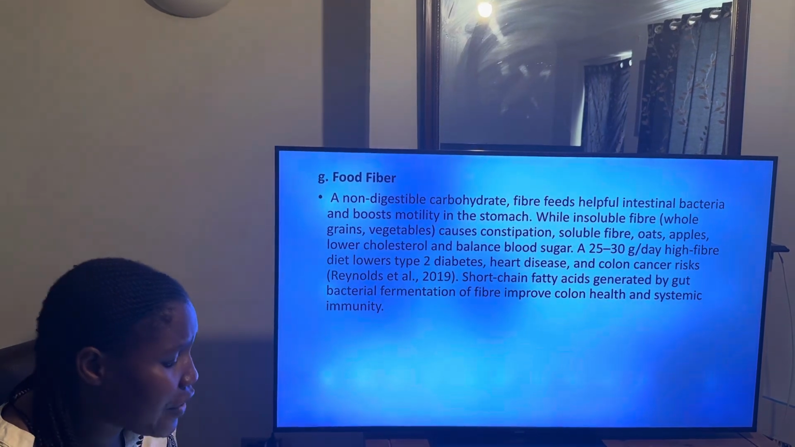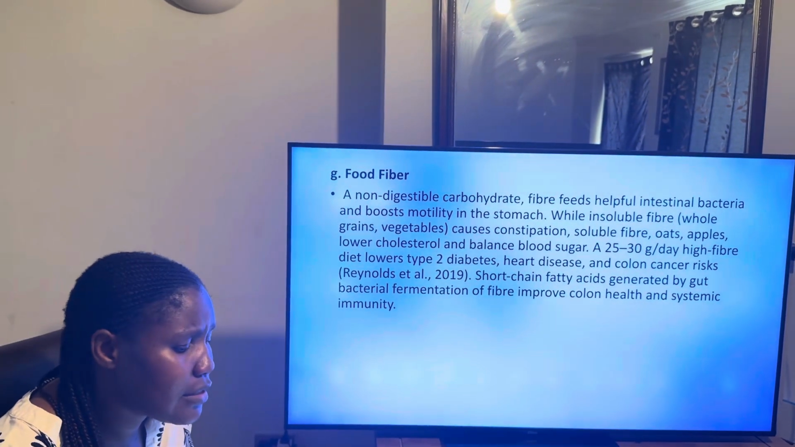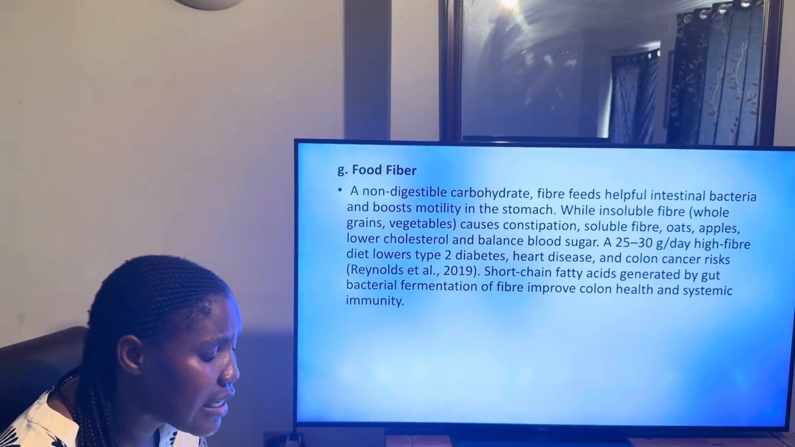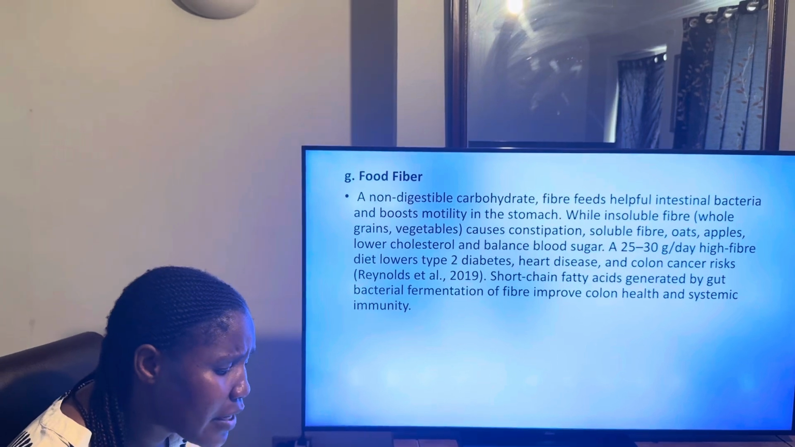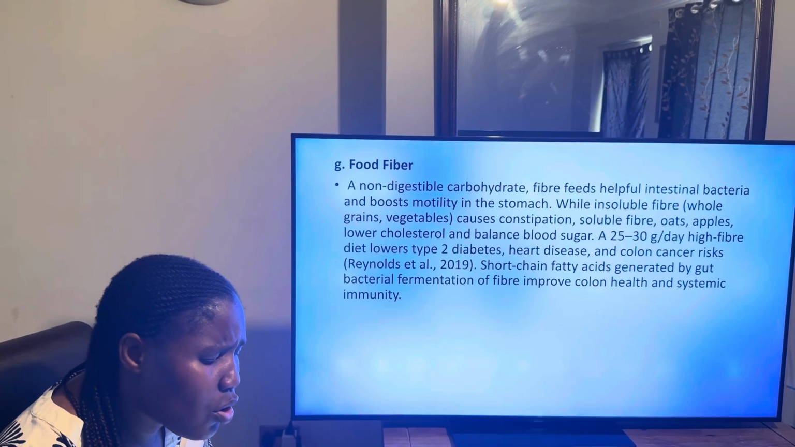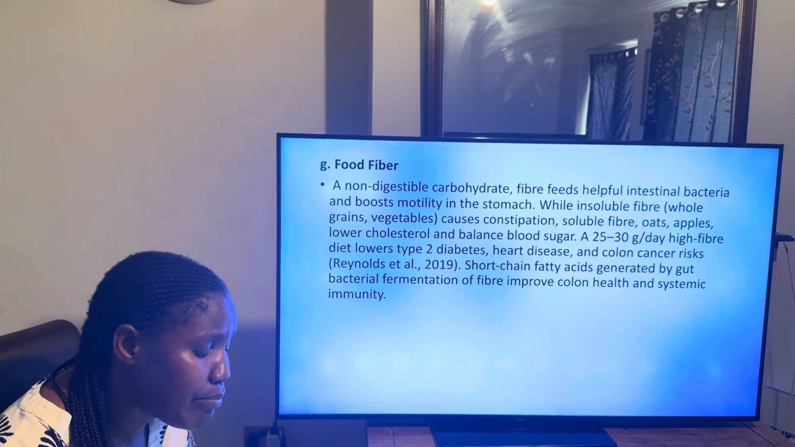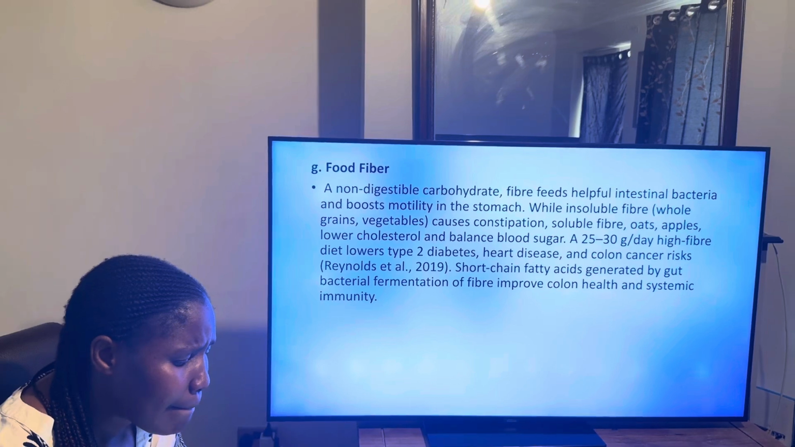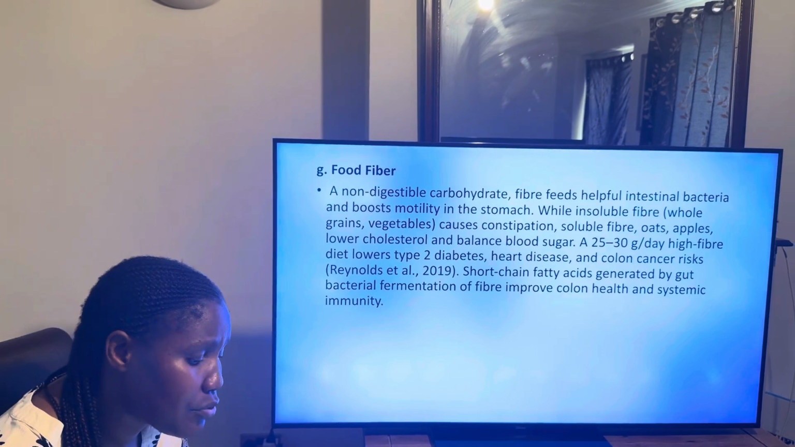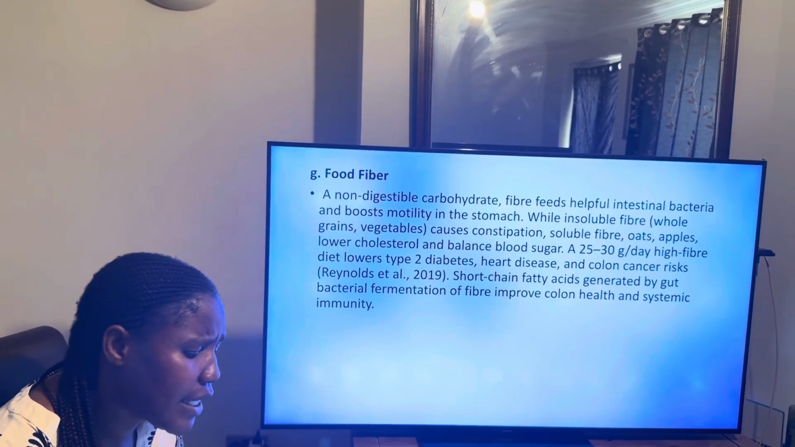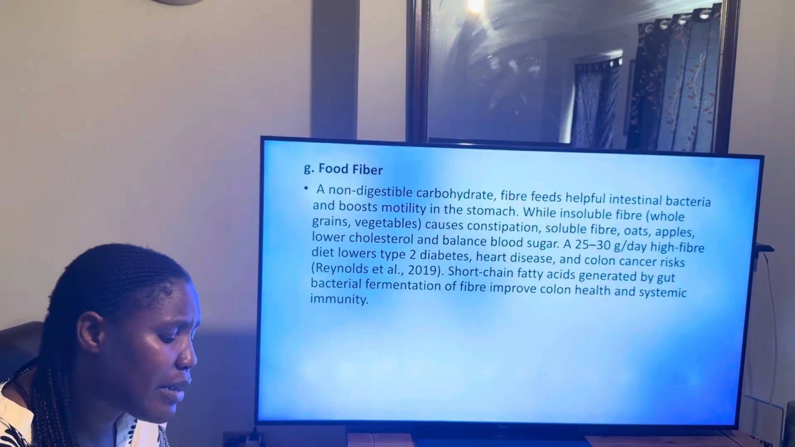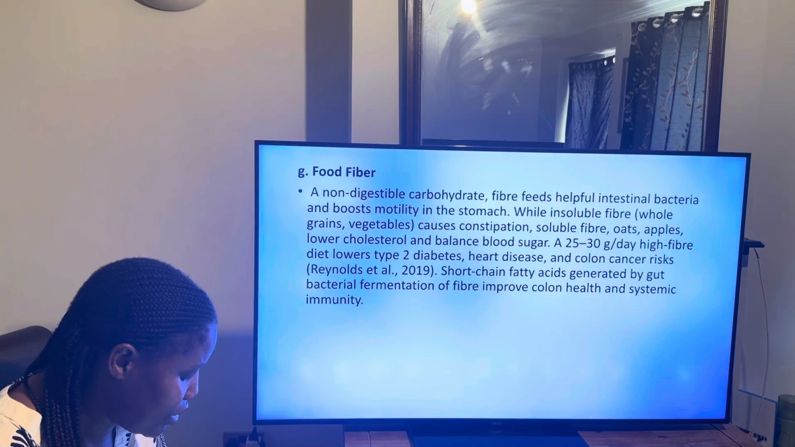We also have dietary fiber, a non-digestible carbohydrate. Fiber feeds helpful intestinal bacteria and boosts motility in the stomach, while insoluble fiber prevents constipation. Soluble fiber, found in oats and apples, lowers cholesterol and balances blood sugar. A high-fiber diet of 25 to 30 grams per day lowers type 2 diabetes, heart disease, and colon cancer risk. Short-chain fatty acids generated by gut bacterial fermentation of fiber improve colon health and systemic immune needs.